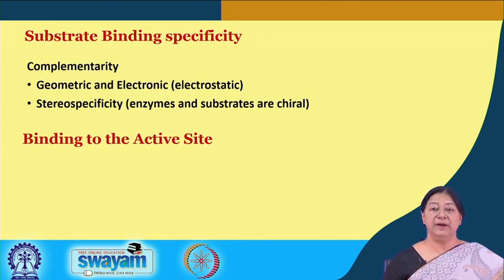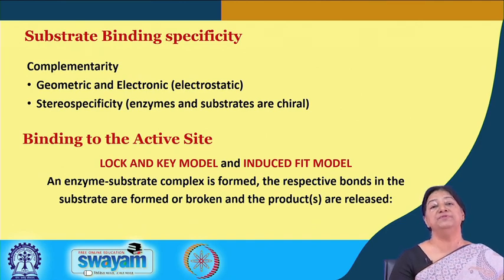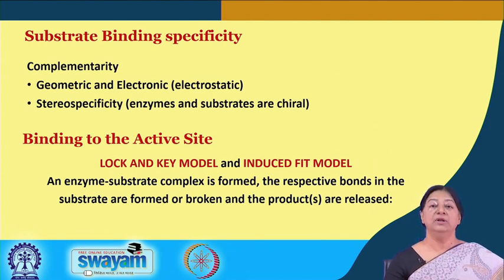So, we have substrate binding specificity: geometric, electronic, stereospecificity. The binding to the active site is defined by two different models, either a lock and key model, like we fit a key to a specific lock, or an induced fit model. In both cases an enzyme substrate complex is formed, then specific bonds are formed or broken and the products are released.